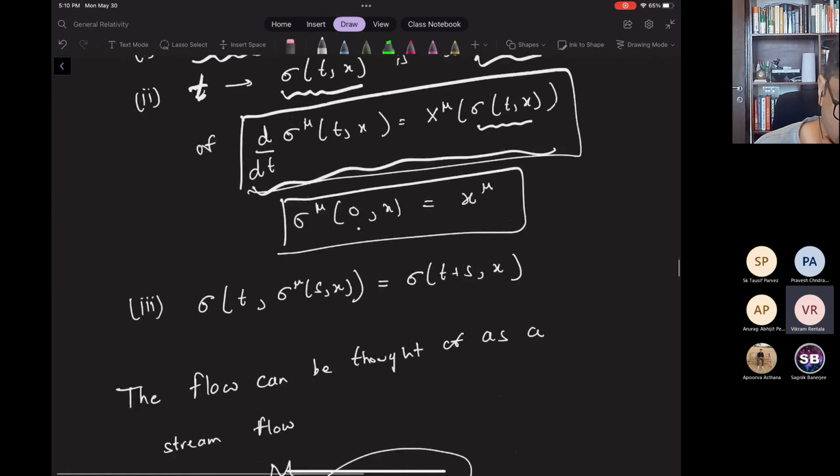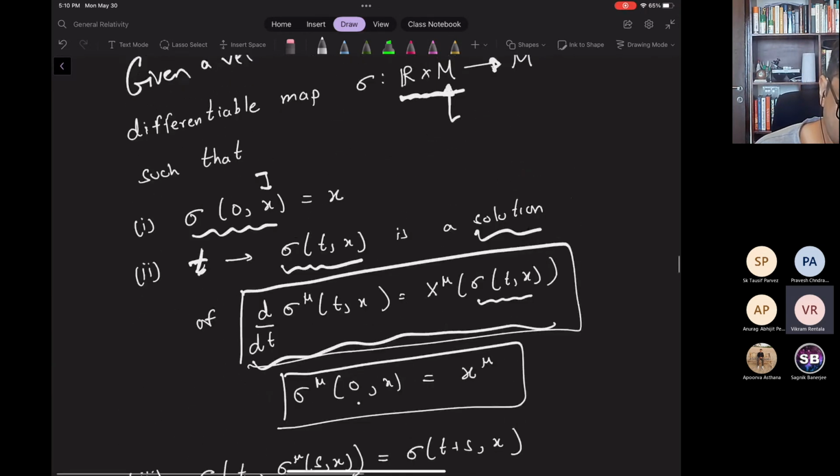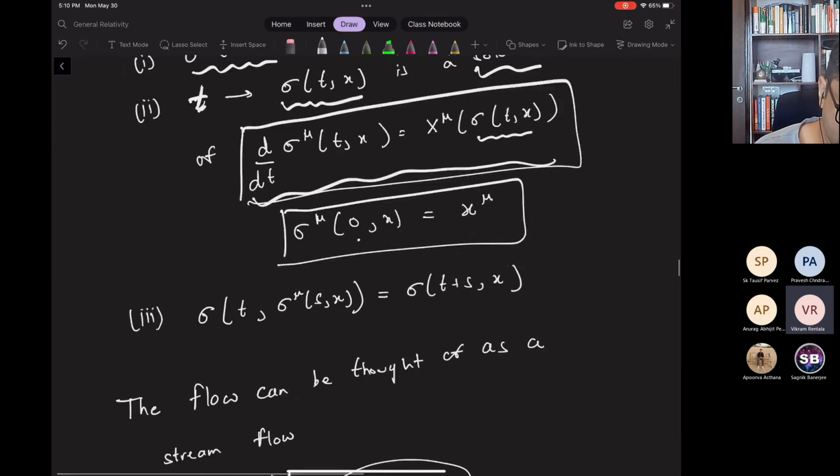And also the third property of this composition map sigma is that if I start at x and move by an amount t plus s, that should be equivalent to starting at x and moving by an amount s, followed by moving by an amount t. The second composition map.